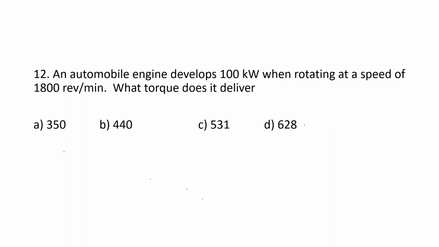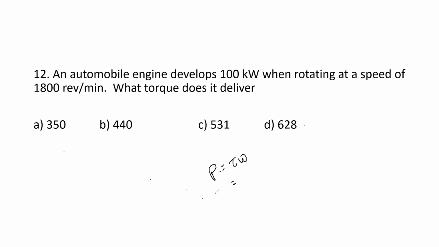An automobile engine develops 100 kilowatt when rotating at a speed of 1800 revolutions per minute. What is the torque given by this motion? Here the power value and the speed value are given. We know the power and speed relation in case of rotational motion. The expression is power is equal to tau into omega.